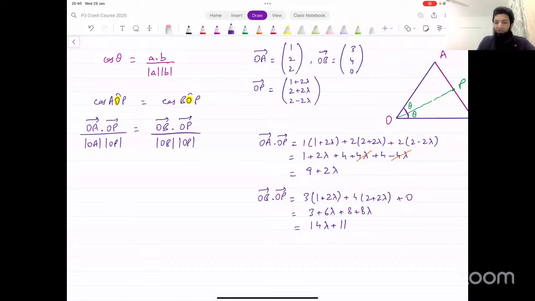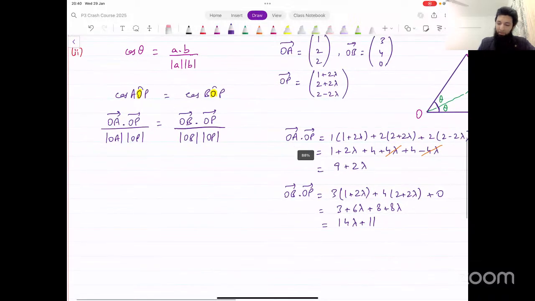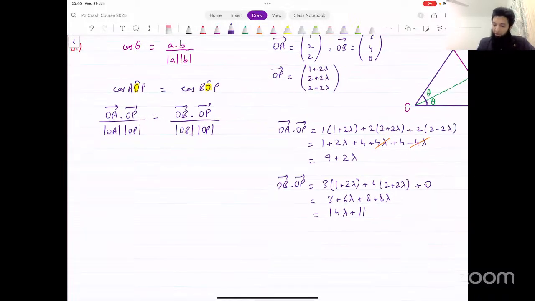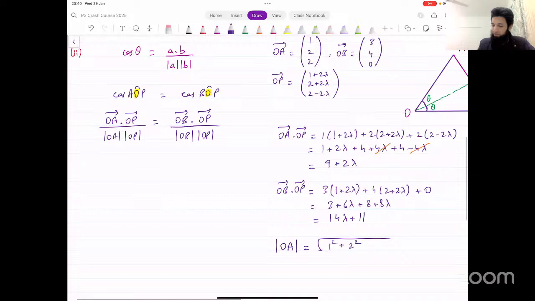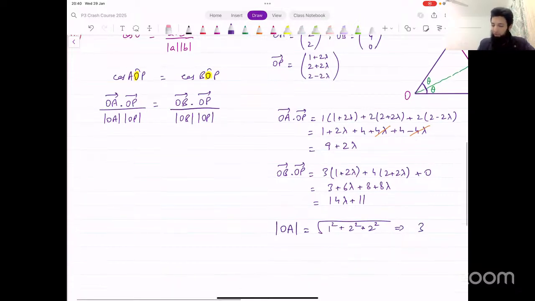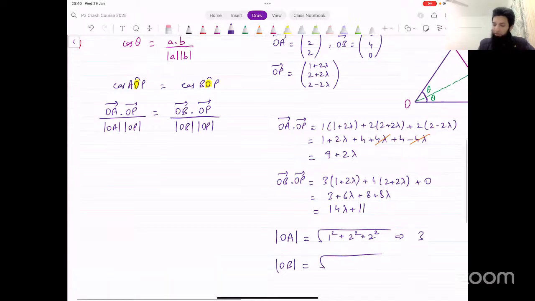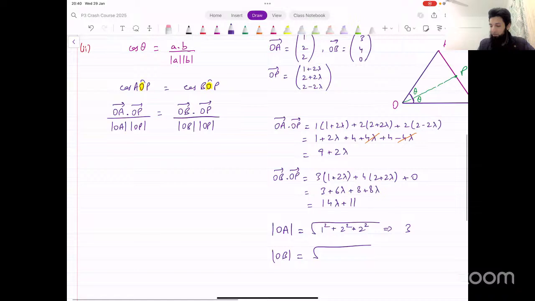Okay, so we've got the dot products. These are going to be the numerators in this equation. Then we need the magnitudes. OA magnitude. What's that? That is square root of 1 squared plus 2 squared plus 2 squared, and that gives us 9, square root of which is 3. Okay, and then what about OB? OB magnitude is square root of 3 squared plus 4 squared plus 0 squared, which is going to give us 5. That's the magnitude of OB.